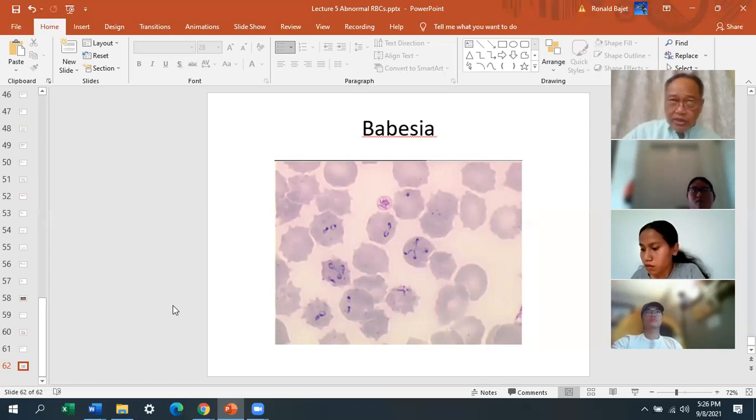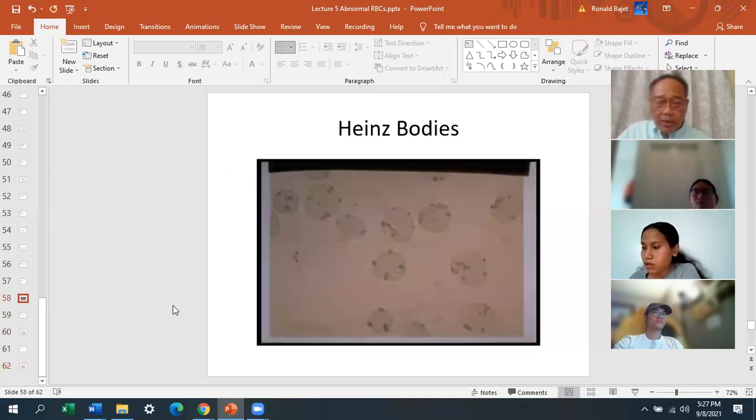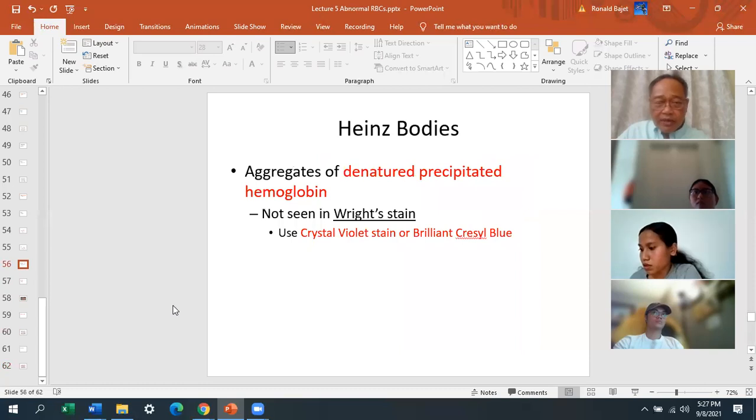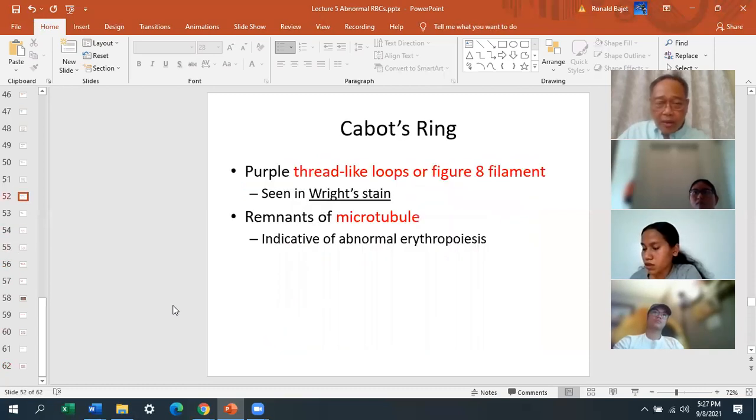Are there any questions on these RBC inclusions? The white blood cells have inclusions, a lot of them, like Döhle bodies, Auer rods, but we'll get into that when we do WBCs. But those are the main RBC inclusions, and those are the main shapes. So make sure you memorize and know the alternate names. Make sure you know what the different inclusions are made of.